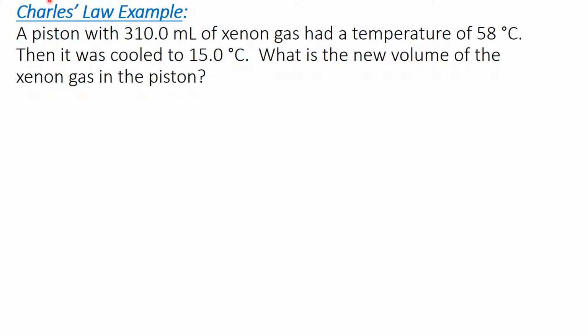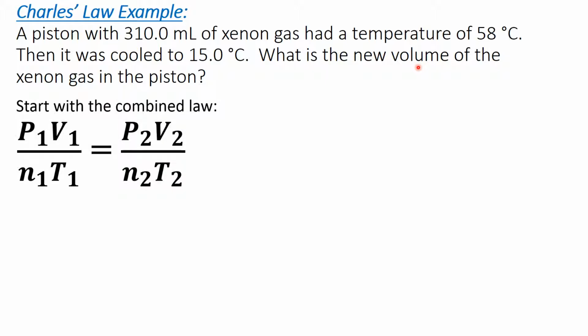Now for a Charles' law example, we have a piston which has a volume of 310 milliliters full of xenon gas and a temperature of 58 degrees Celsius. It's then cooled to 15 degrees Celsius, and the question asks, what is the new volume of the xenon gas in the piston? So again, we start with our combined law.